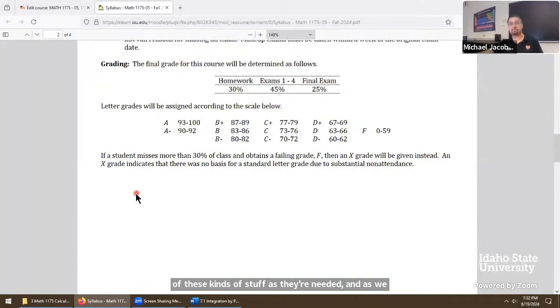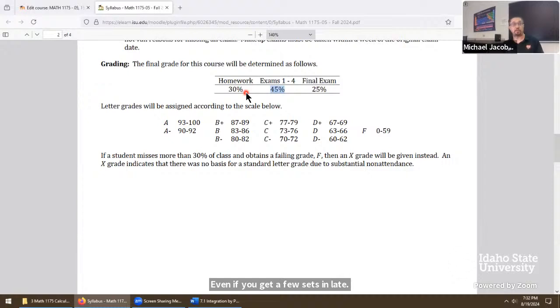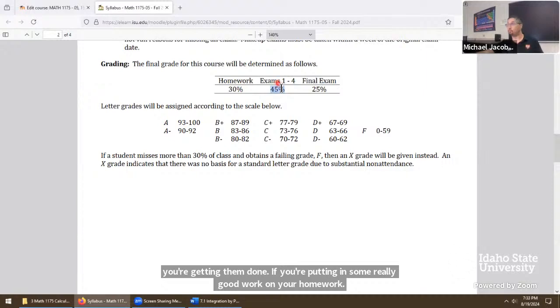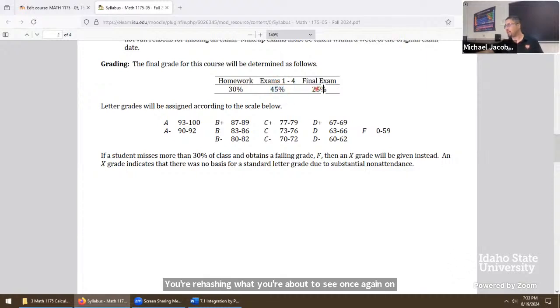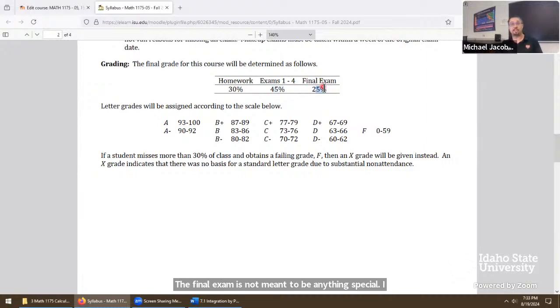Let's skip down to the exciting part. My courses are a little bit different, I think, from my colleagues. I usually weigh homework extremely heavily. In this class, it's practically a third of the entire class. So getting through your homework sets, you're basically studying for your exams. But I find people who are getting their homework sets done on time, even if you get a few sets in late, if you're putting in some really good work on your homework, you're rehashing what you're about to see once again on the exams. Those students tend to do really well on the exams themselves. The final exam is not meant to be anything special. I couldn't go any lower than that, so it's still substantial at 25%.